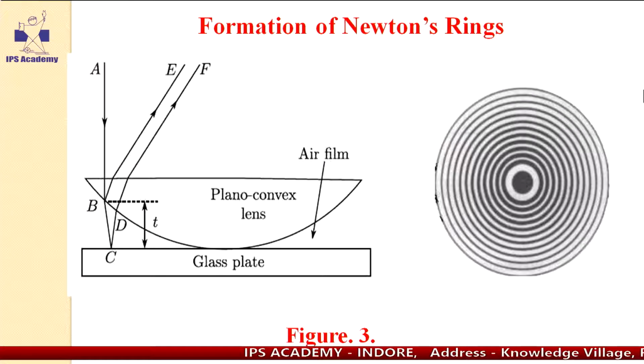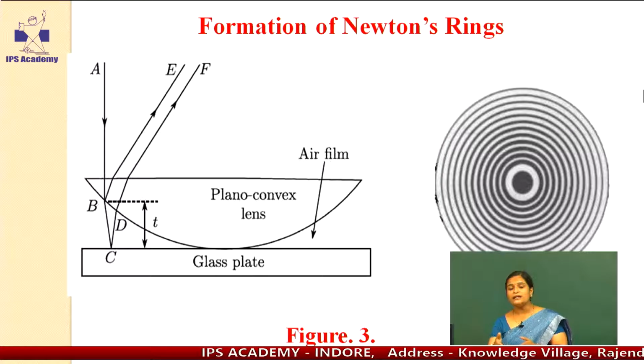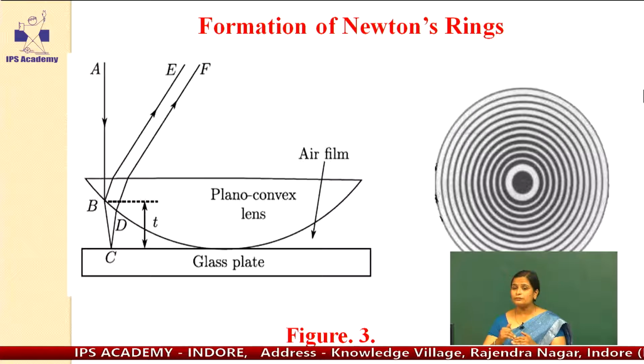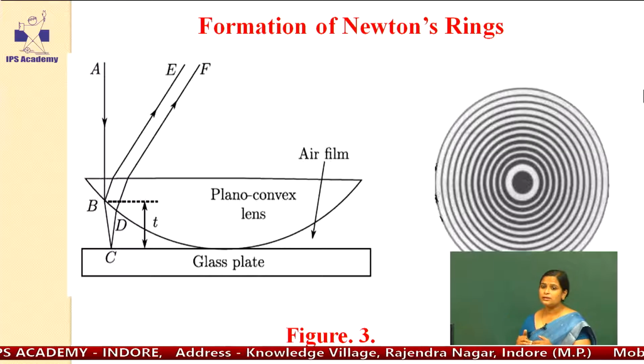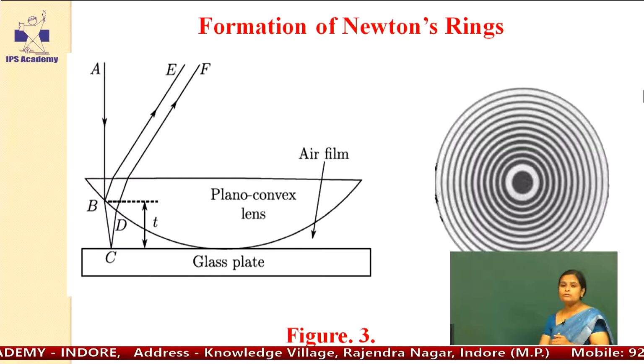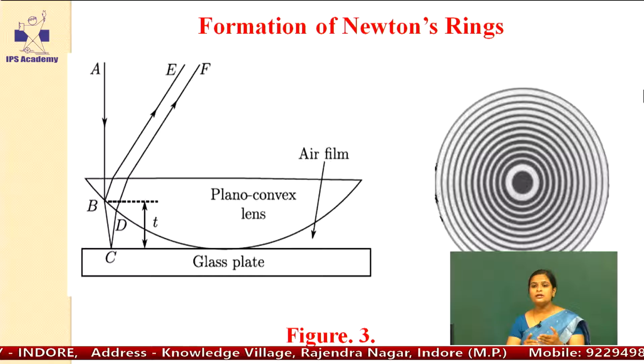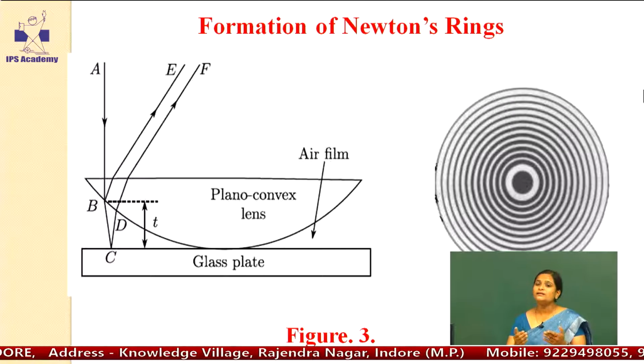Initially there is a plain glass plate, and on the plain glass plate there is a plano-convex lens, and there is an air film in between the plano-convex lens and the glass plate. There is a gap in between these two, the plano-convex lens and the glass plate. So this is an air film having thickness t.